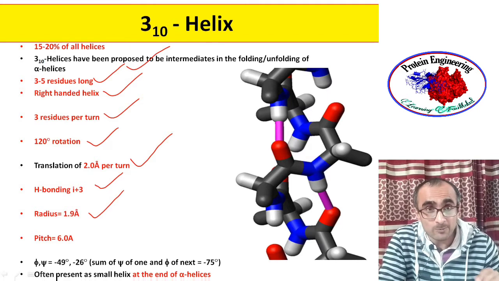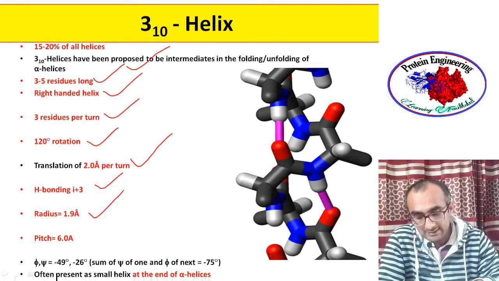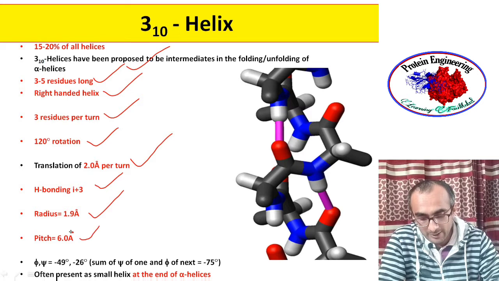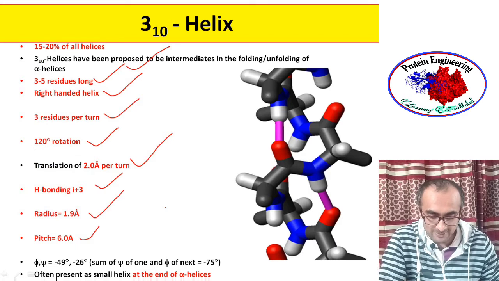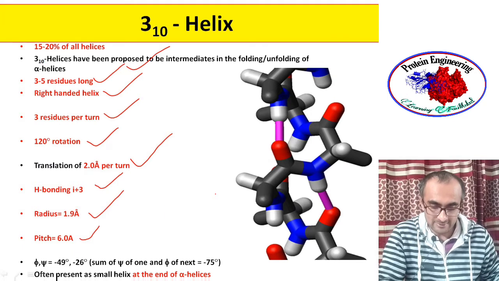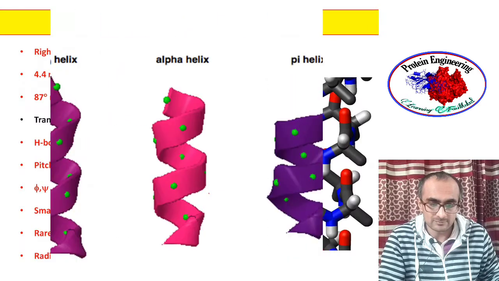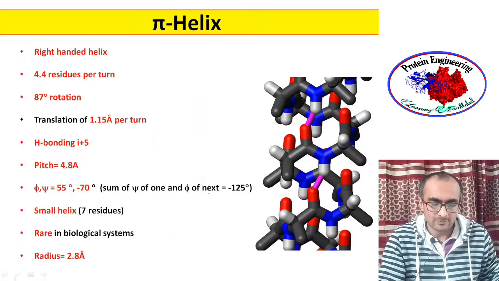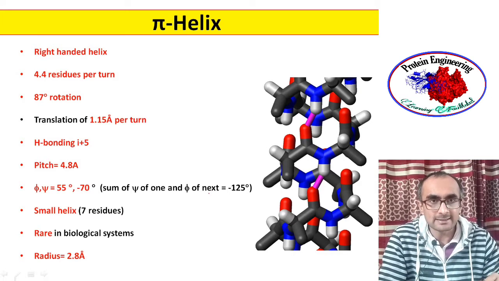And pitch, which was 5.4 angstrom in alpha helix, meaning the rise of one turn, is 6 angstrom here. The phi and psi are minus 49 and minus 26, so they also fall into the third quadrant of the Ramachandran plot, and it's often present as a small helix at the end of alpha helix structure. So another helix which is rare in biological systems is called pi helix.